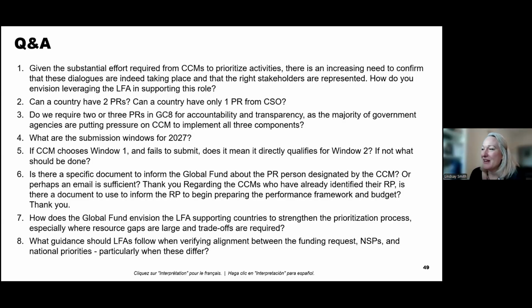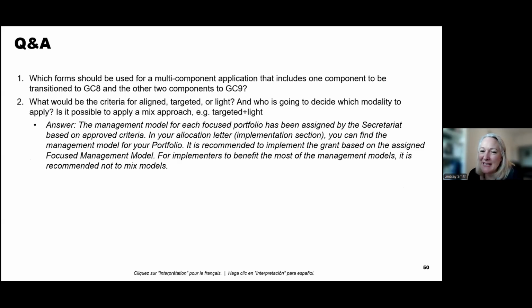Thanks so much. Okay, stay on screen, Bruno. I think that some of the upcoming questions I'm also going to pass to you. Could we move on to the next slide, please? I see we've got 10 minutes left, so we'll do our best here. I've already answered the question about the multi-component application, so we'll move down to the next one, which is, Bruno, for you, what is the criteria for aligned, targeted, or light, and who decides which modality?